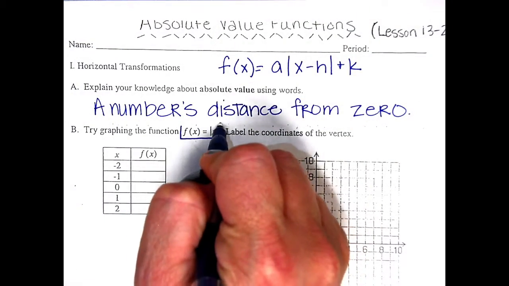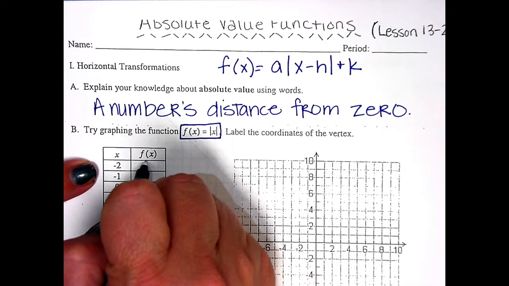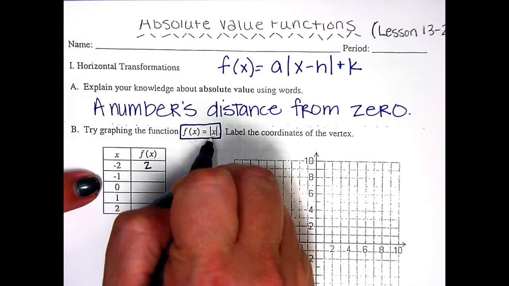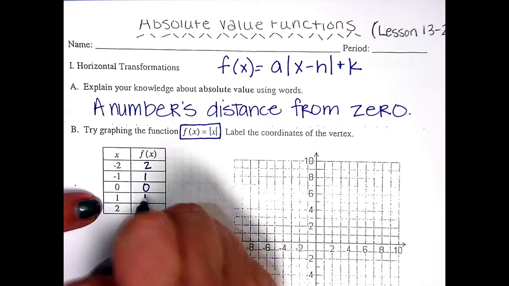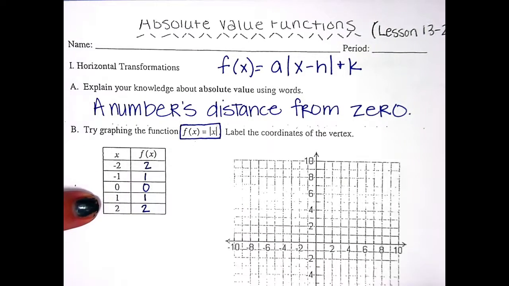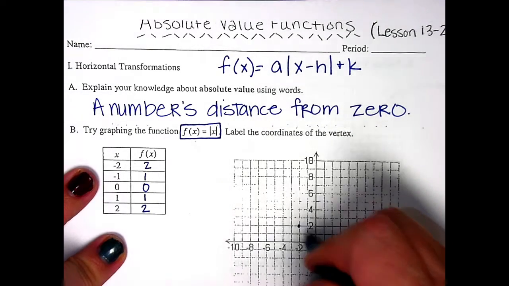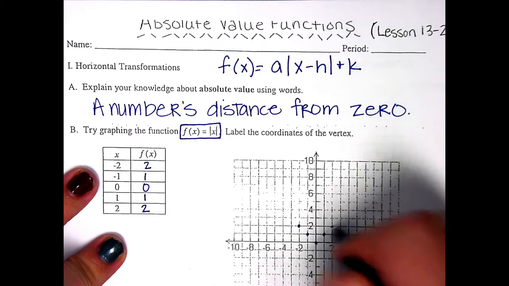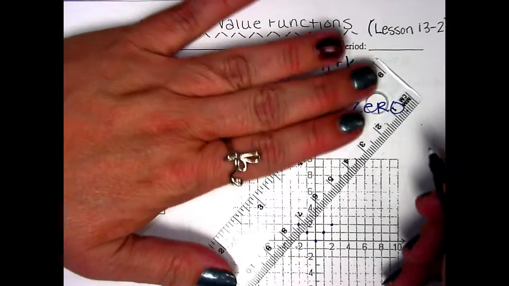So we're going to graph this first one. If I put a -2 in for x, I would get 2. If I put a -1 in, I get 1. 0 gives me 0, 1 is 1, and 2 is 2. So we have -2, 2, -1, 1, 0, 0, 1, 1, and 2, 2. And I'm going to go ahead and graph it, and then I'm going to label it.